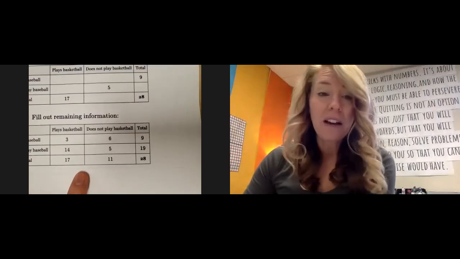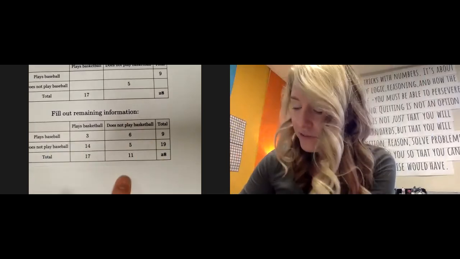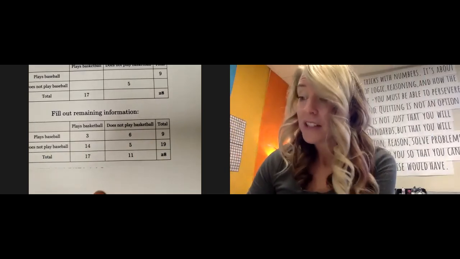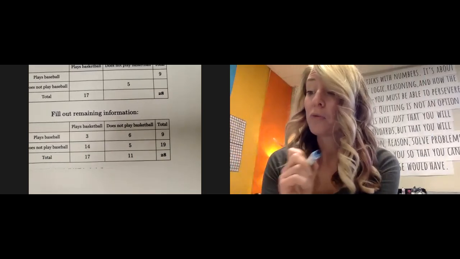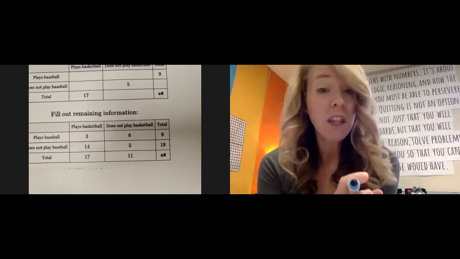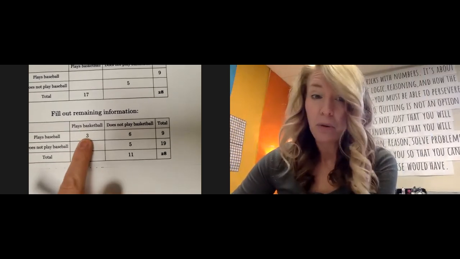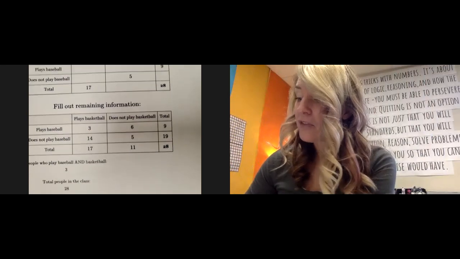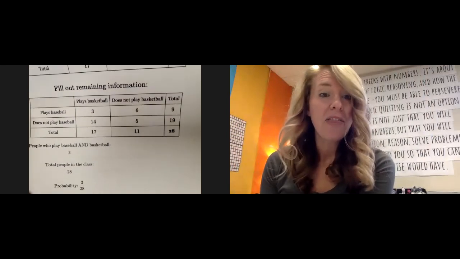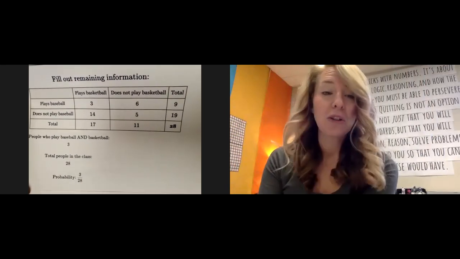So this is what that final chart would look like, and it gives us all the information we need. So again, the question said, what's the probability this student chosen randomly from the class plays both? So these guys are playing both, right? So you have 3 out of 28, you can't simplify, and that is your final probability, 3/28.